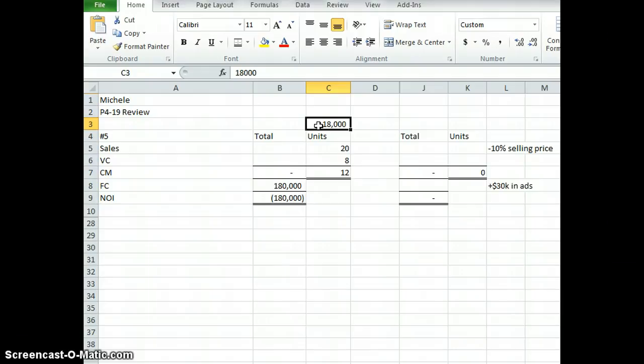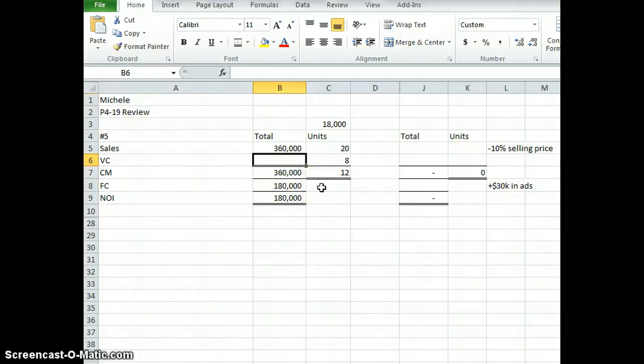We're then going to adjust some of the data and do a comparison and make a decision as to whether or not we should make the changes that are being proposed by the company. So first thing we're going to do is figure out what our profit is at 18,000 units with a selling price of $20. We're going to take our number of units times our selling price, and we're going to have total sales revenue of $360,000.